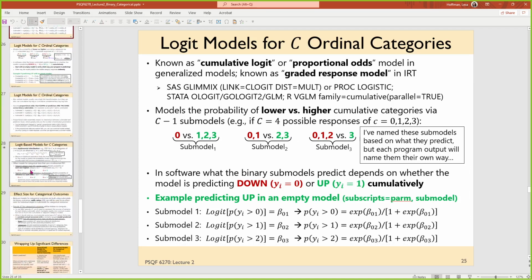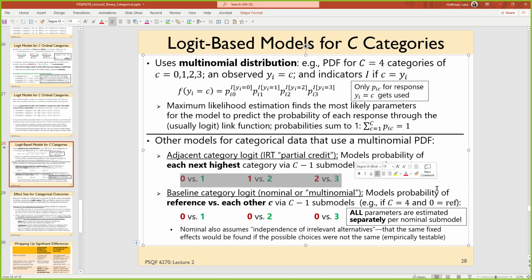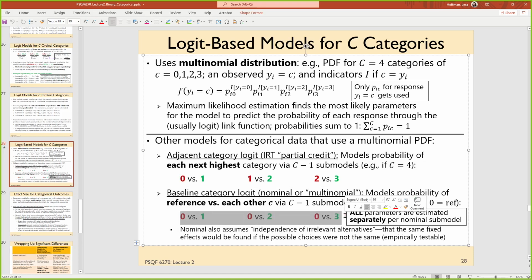The other two that you will see: adjacent category logit divides up the binary submodels using each pair of adjacent responses. This is a partial credit model in IRT. If you allow a different slope across items, it's a generalized partial credit model, because the original partial credit was a Rasch model where the slope is the same across items. This is the one that I think makes the most sense, but for whatever reason, it never gets used, and it's hard to find.